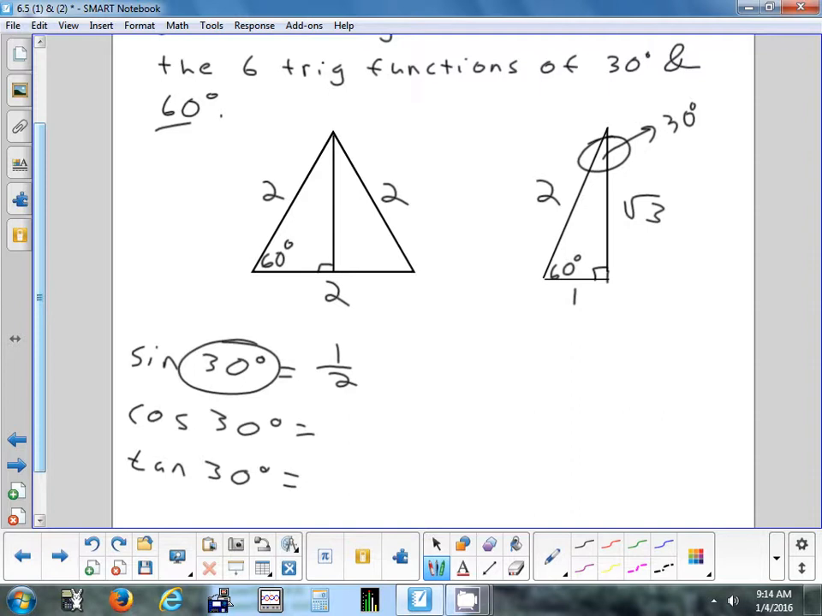How about my cosine? What's my cosine? Yeah, square root of 3 over 2, adjacent over hypotenuse. And what about my tangent? I think somebody said this one earlier. 1 over square root of 3, which would rationalize to square root of 3 over 3.